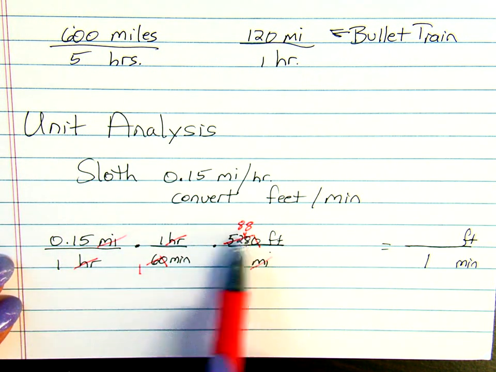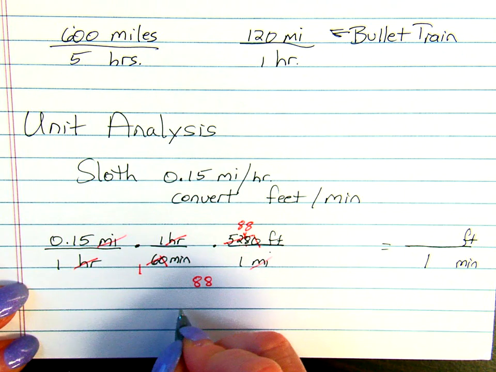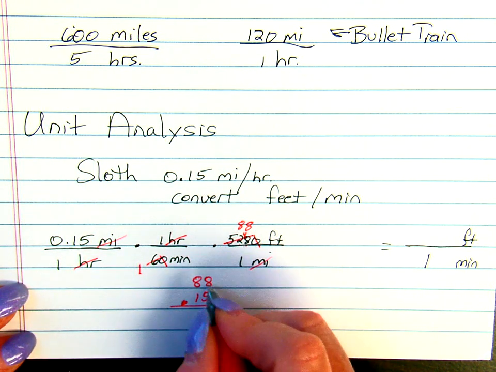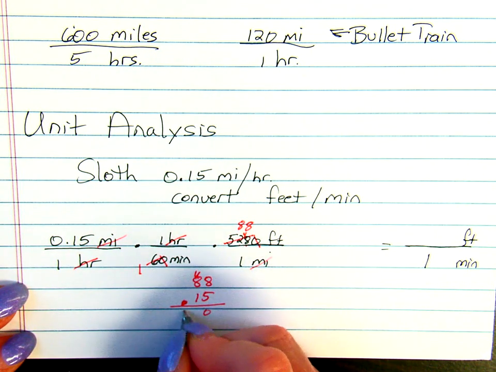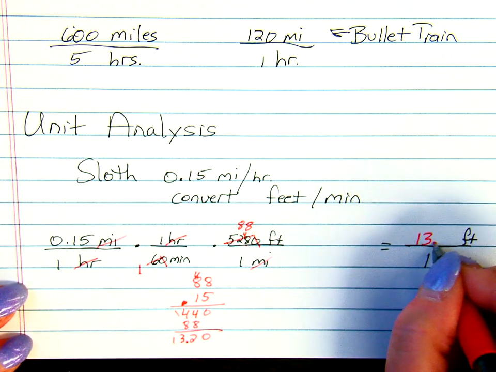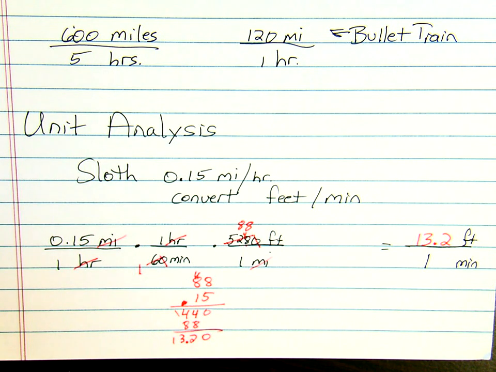But when I come across here, I've got to multiply this 0.15 times my 88. So I'm going to go ahead and do that math. 88 times 0.15. 5 times 8 is 40, 44, and 88, and 0, 2, 12, 13, with 2 decimal places. And so this becomes 13.2 feet per every 1 minute. So that is my dimensional analysis.